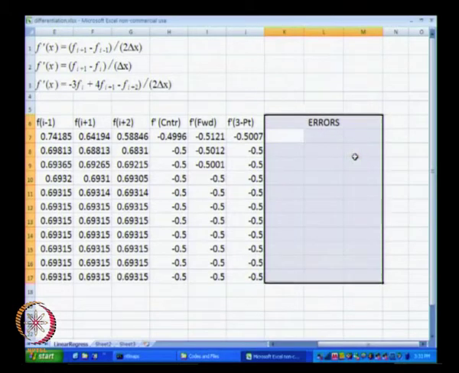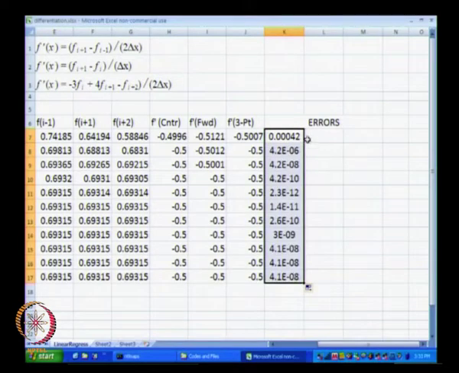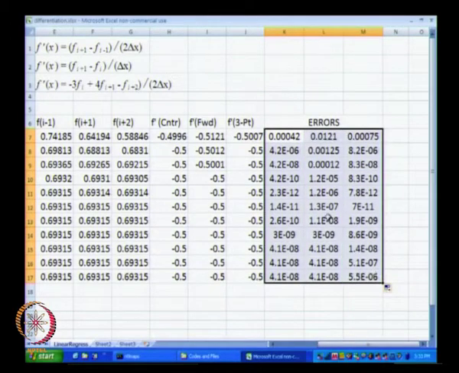Size it. Okay. So our true value that we know is minus 0.05. So absolute of minus 0.5 minus the value that we obtain over there. Okay. So that is going to be our error, and then we will just drag it over here. Okay, and likewise we will just drag it in this direction.